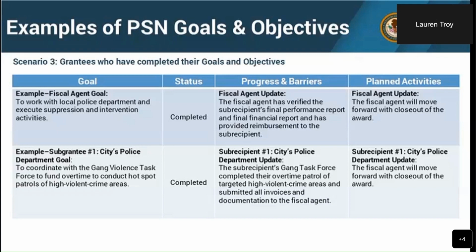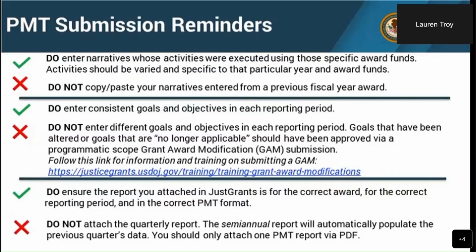The recipient's gang task force completed their overtime patrol of targeted high violent crime areas and submitted all invoices and documentation to the fiscal agent. In both fiscal agent and subrecipient examples, the narratives provided detailed information as to why each goal was considered completed. It provides details of who was involved and what activities took place during that reporting period.